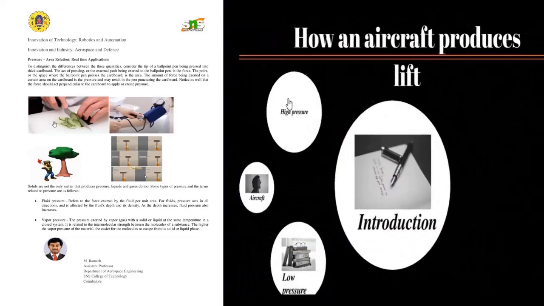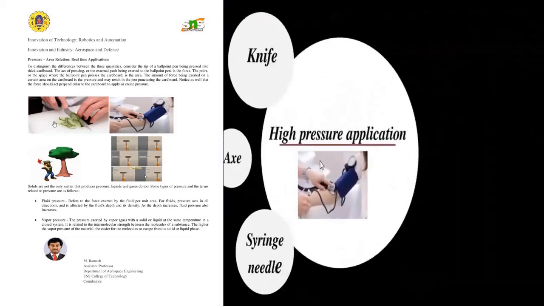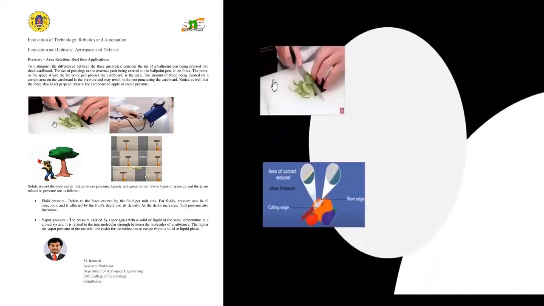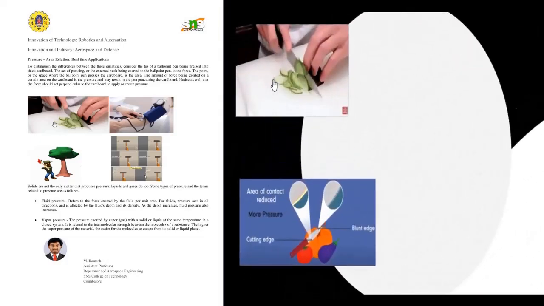For high pressure applications, vegetables are sliced by means of a knife. The sharp edge is used to cut the vegetables in both the figures. The amount of pressure created is relatively more when compared to the other end, which is relatively blunt.